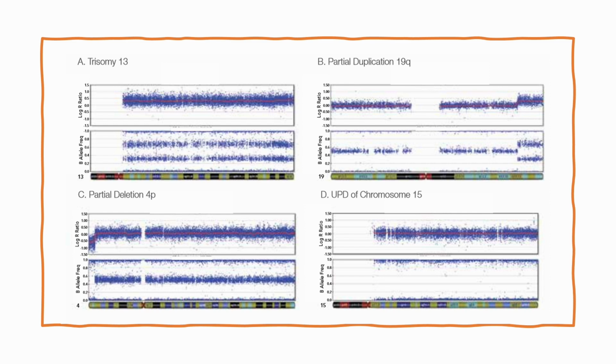duplication. In the partial deletion of 4p plot, the missing space in the allele frequency suggests a loss of heterozygosity, meaning 1 or more alleles are absent in that region. This is a key indicator that part of the chromosome's P arm is missing. On the log-R ratio plot, the dip below 0 confirms the deletion, as it shows that the DNA quantity in that segment is lower than expected.